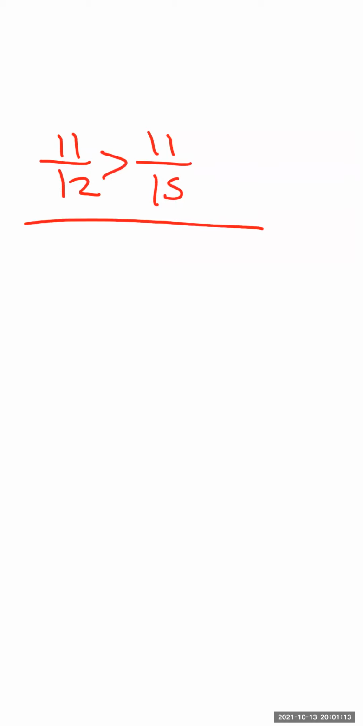Okay. If it's like this, 11 over 12 and 11 over 15, we can use cross multiplication or also we can say that the two numerators are equal, so the smaller denominator is the greater. So 11 over 12 is greater than this one, of course, right? And if we do cross multiplication, 12 times 11 and 15 times 11, it will also be that 11 over 12 is the greater, right?